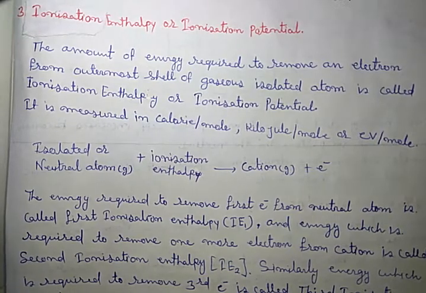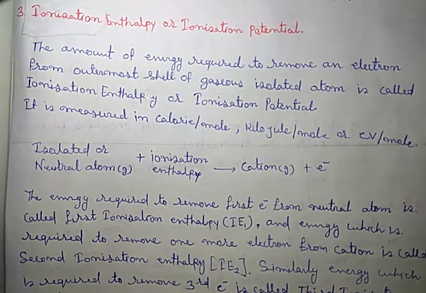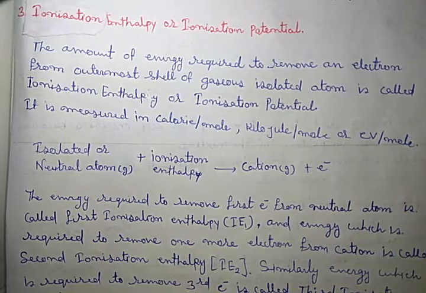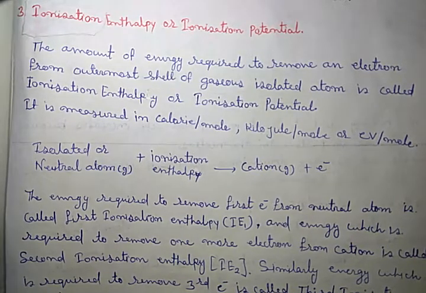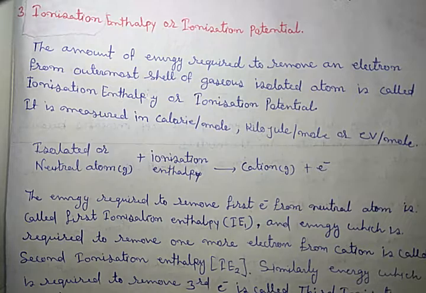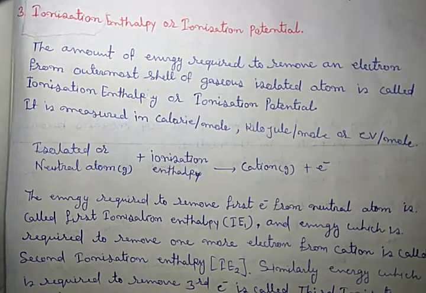Firstly, let me talk about its name. Its name is ionization. That means here ion formation takes place. This energy is related with the ion formation, which is a cation. Enthalpy is used for energy. That means simply we can say that this is the energy which is required to form a cation. Got it?